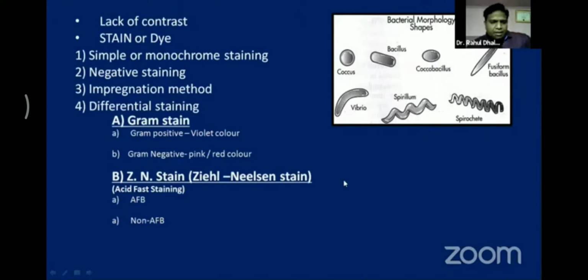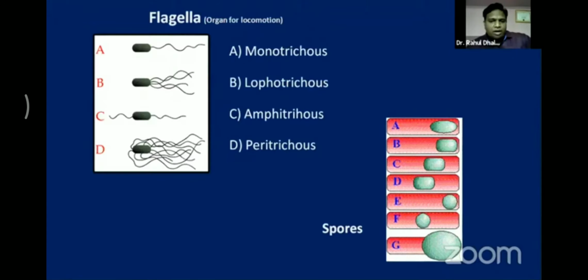In acid fastness there are two types, which differentiate between acid-fast bacilli and non-acid-fast bacilli. Concerning the morphology of bacteria, the long hair-like projection for motility is the organ of locomotion called flagella. Many students confuse pili and flagella. Pili are nothing but the organ for adhesion. Only flagellated organisms, not all, have flagella. There are four types of flagella: number one, monotrichous; second, lophotrichous; third, amphitrichous; and last, peritrichous.